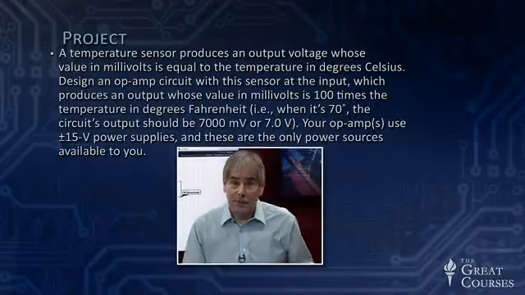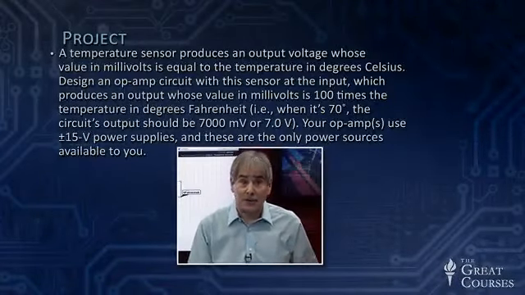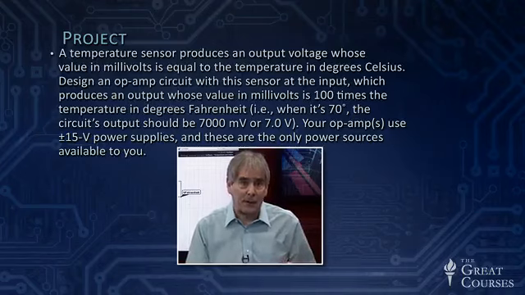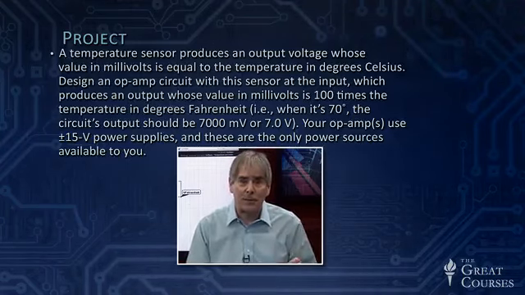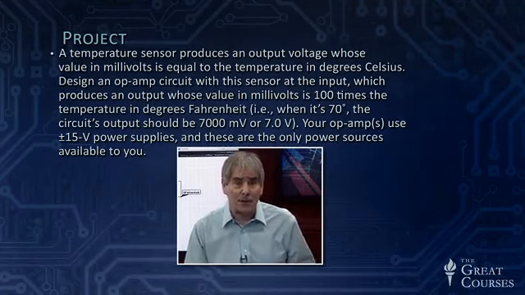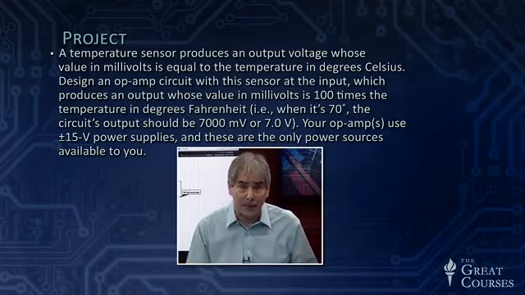Okay, well, this is a pretty challenging project. You've now got a fairly sophisticated understanding of op amps and what they can do. So your project is this. You're building an electronic thermometer, and you have a temperature sensor that produces an output voltage whose value in millivolts is equal to the temperature in Celsius. So when, for example, it's 20 degrees Celsius, you get 20 millivolts.